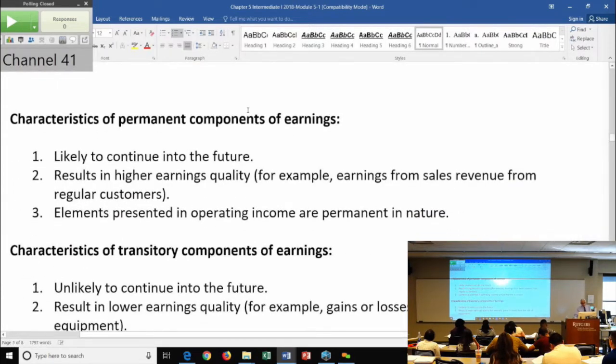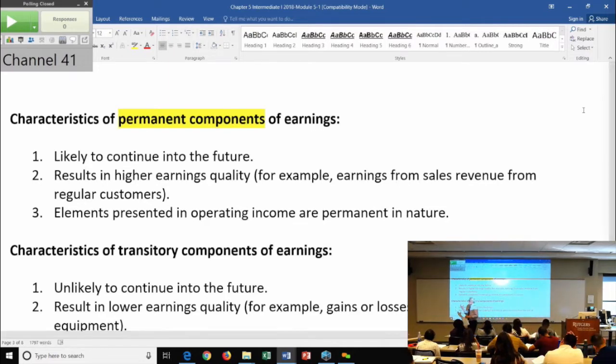And here are the key bits of information that we need to know that make permanent components more useful. This is what makes the permanent components a higher quality of earnings. They're likely to continue in the future, so that's going to help you with predictive ability. Because they are going to be persistent, they're going to have higher earnings quality, and generally these are operating items.